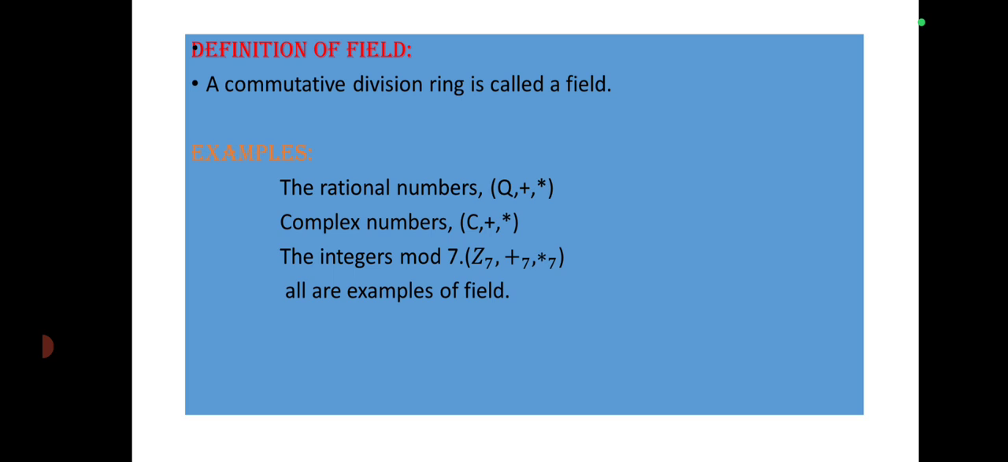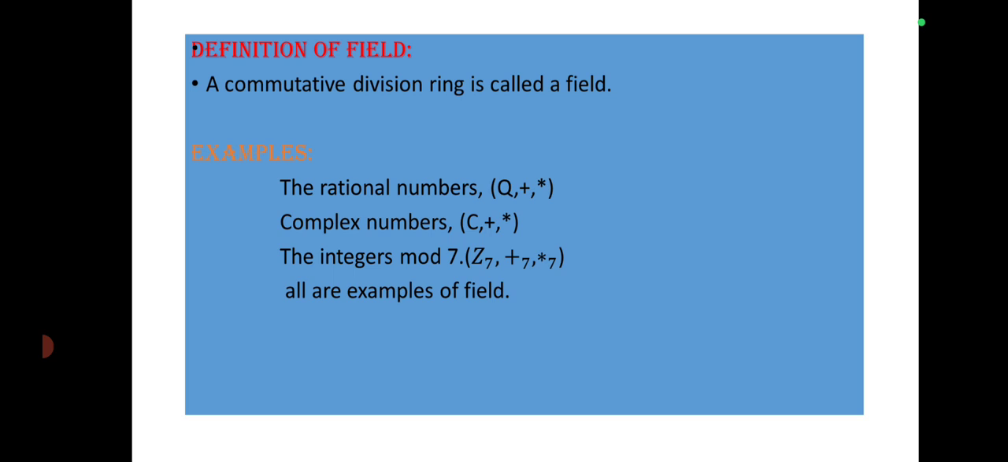Finally, the definition of field. What is a field? A commutative division ring is called a field. A field should be a commutative ring in which every non-zero element has a multiplicative inverse, that is, in (R, ·) the inverse must exist. Okay, example: the set of all rational numbers is a field.